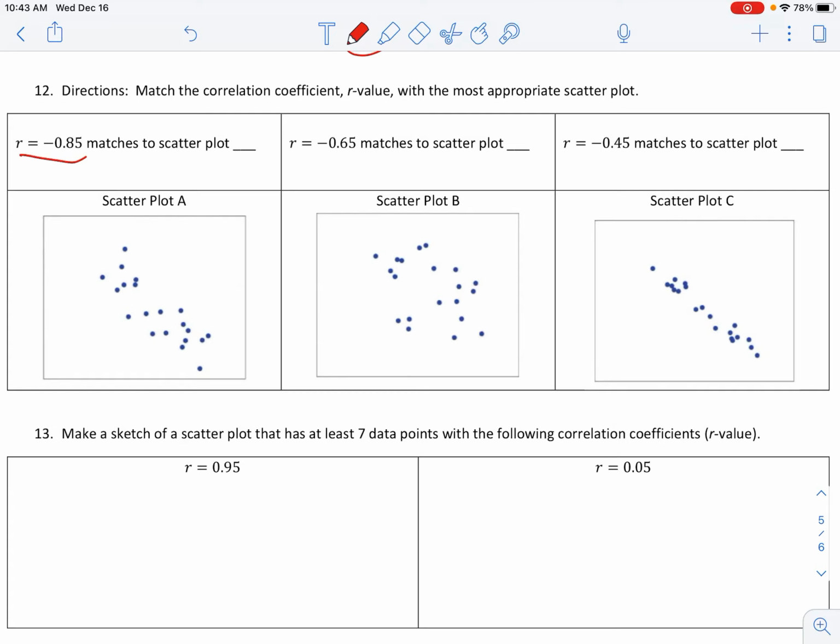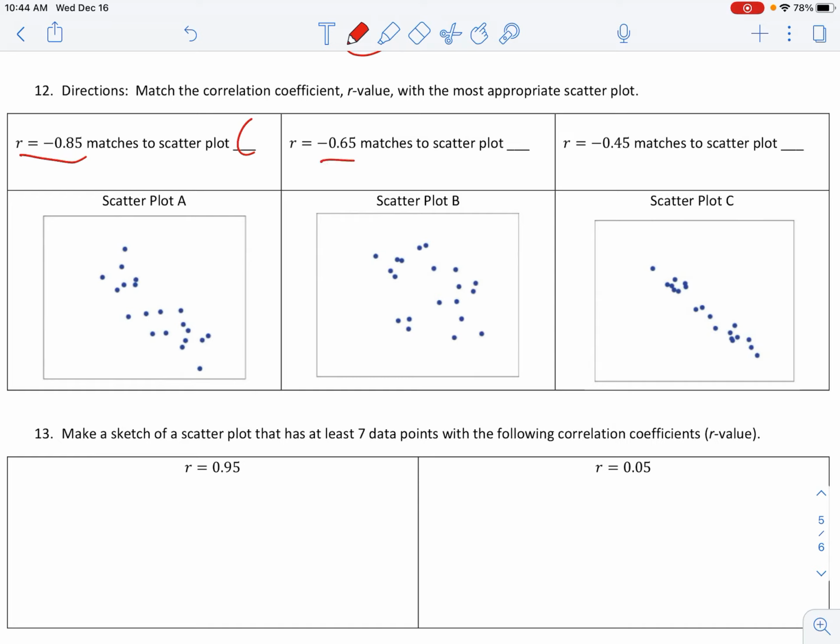When I look at the scatter plots A, B, and C, A and C definitely appear to be linear. Appear to be negative, and one appears to be a little bit more linear than the other, which is looking like plot C. So I'm going to temporarily say this is going to be plot C.